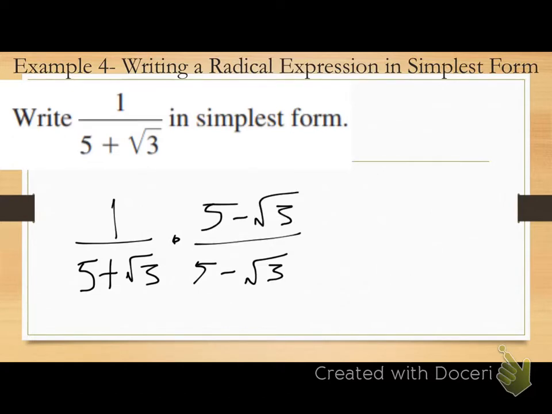We multiplied by the conjugate of 5 plus the square root of 3, which is 5 minus the square root of 3. We just changed that sign from positive to negative. If it started off as negative, what would we change it to? A plus sign, right? Good. Glad you guys remember that from yesterday.